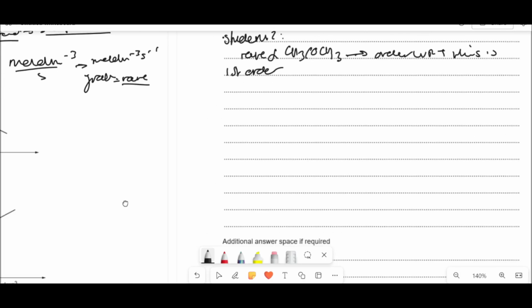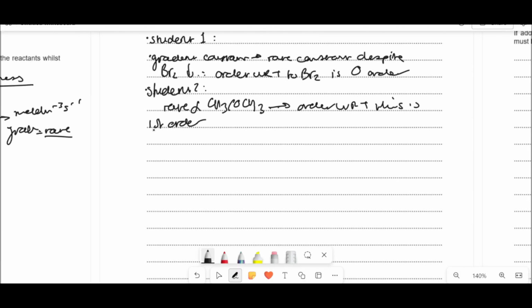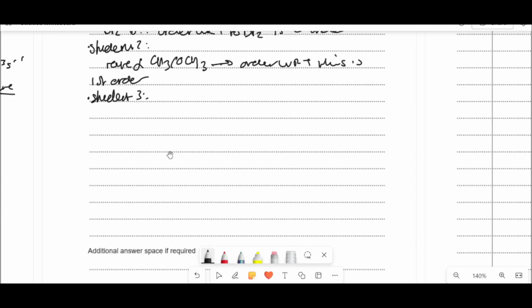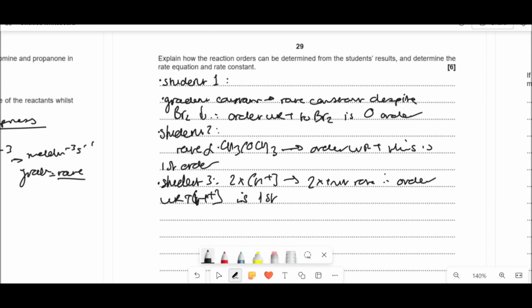But then as well as that, we've got the table at the bottom, so student 3, let's compare theirs now. With student 3, the only thing that changed between these two experiments is that they doubled this. We can see that the rate has gone up by whatever that is divided by that. So 2.5 divided by 1.25 is 2. So you would say 2 times the concentration of H+ led to a 2 times the initial rate. Therefore, the order with respect to H+ is first. So now we know that this is first order, that's first order, and that's 0 order.